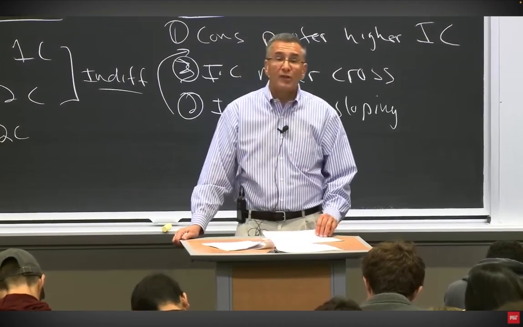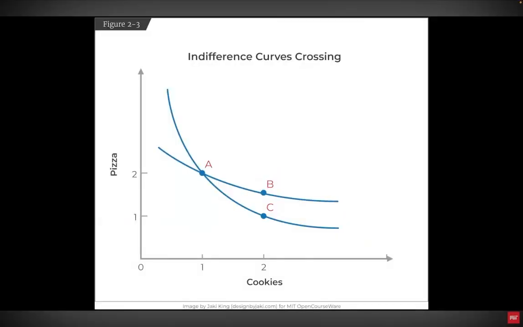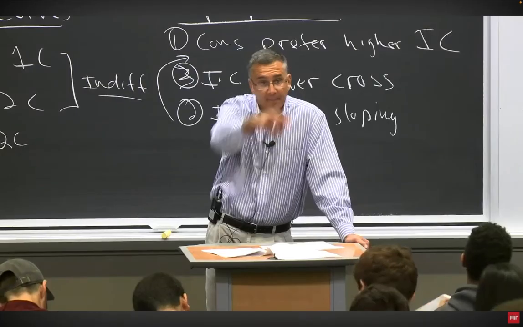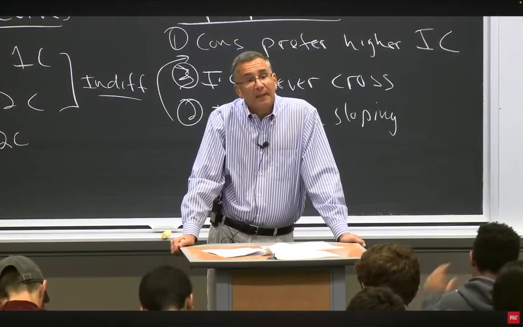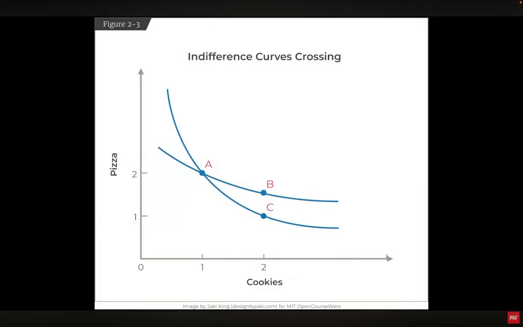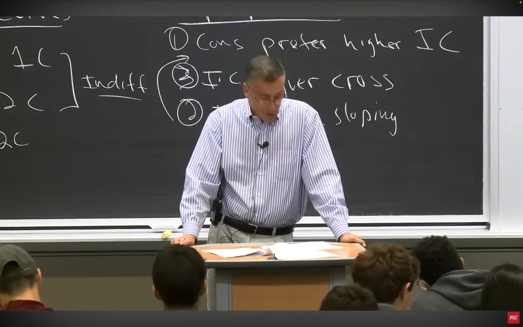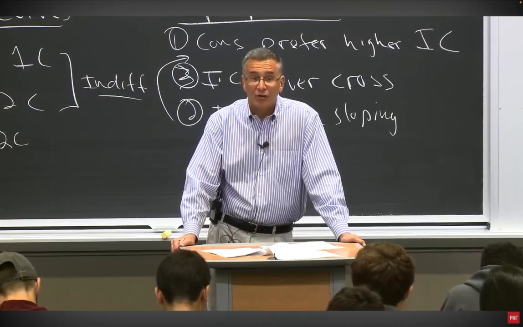The third property of indifference curves is that indifference curves never cross. We could see that in figure 2.3. Someone else tell me why indifference curves crossing violates the properties I wrote up there. Because of B and C, B is strictly better. That's right. But they're also both on the same curve as A. So you're saying you're indifferent with A for both B and C, but you can't be because B is strictly better than C. So it violates transitivity. The problem with crossing indifference curves is that they violate transitivity.